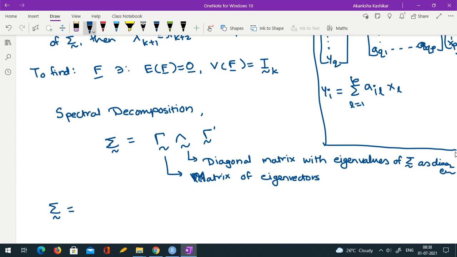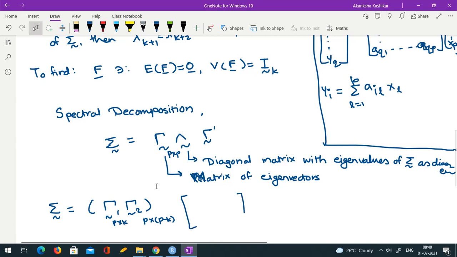So let me slightly partition my things. Okay, so this is gamma 1, gamma 2. How is the order? Currently this is of order p cross p, but I want only k eigenvalues in the first part, I mean eigenvectors corresponding to only k eigenvalues in the first part. So the remaining part is p cross p minus k. Lambda also can be partitioned in a similar manner.